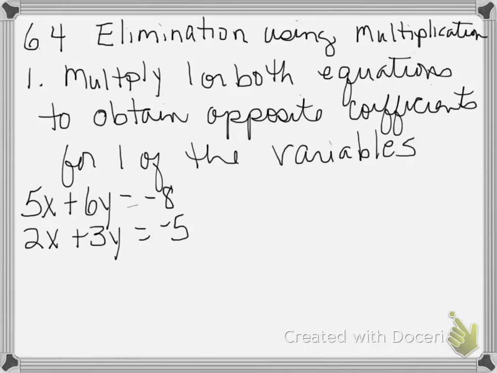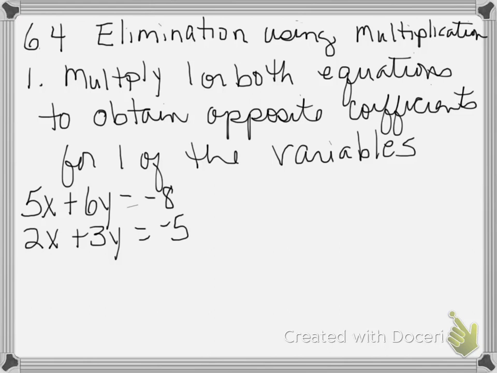Okay, today's lesson is section 6.4, Elimination Method Using Multiplication. It is just like section 6.3, except you are going to have to manipulate the equations to have opposite coefficients. To do that, all you need to do is step 1, multiply one or both equations to obtain opposite coefficients for one of the variables.